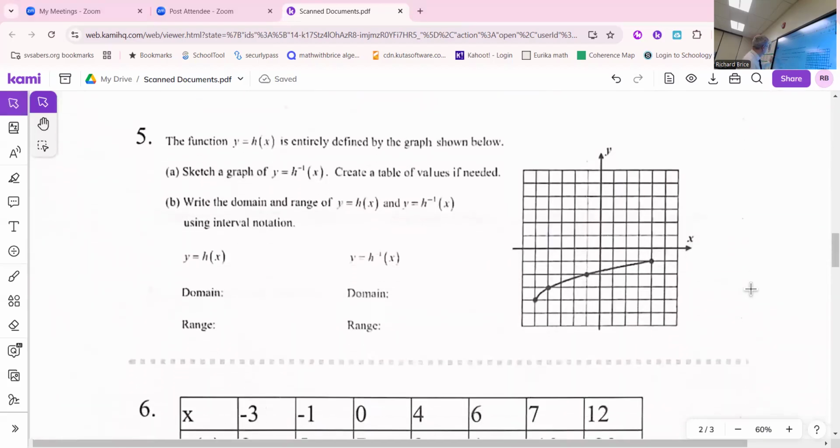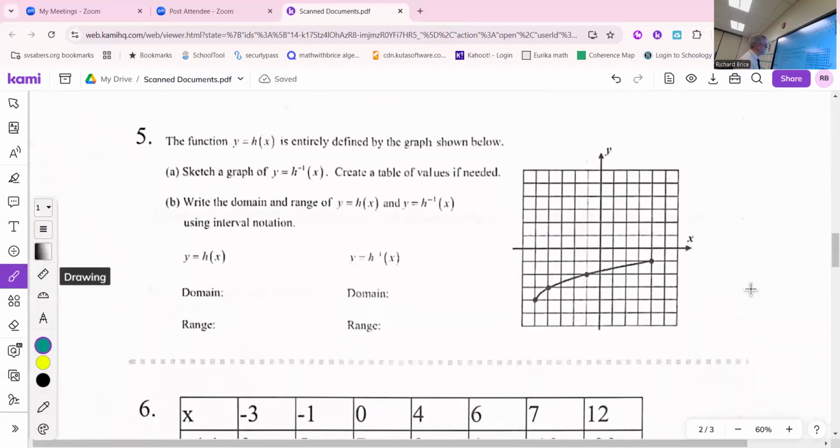On the back. So we have a function and it's on the graph. Sketch. Okay, there were a couple of you last year that forgot to do the sketch. So sketch the inverse because we see h to the negative 1. What we do is we write down the values of each one of these points. Negative 1, negative 2, negative 3, negative 4, negative 5.